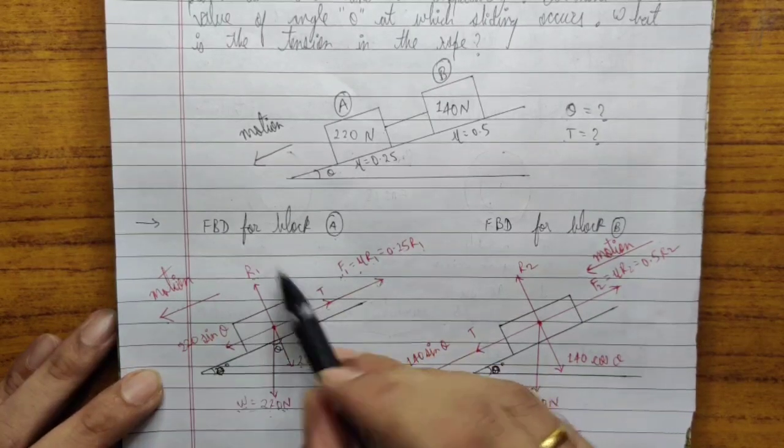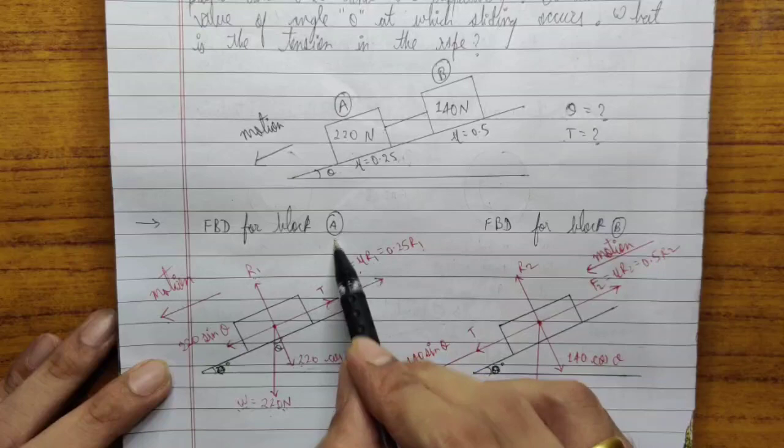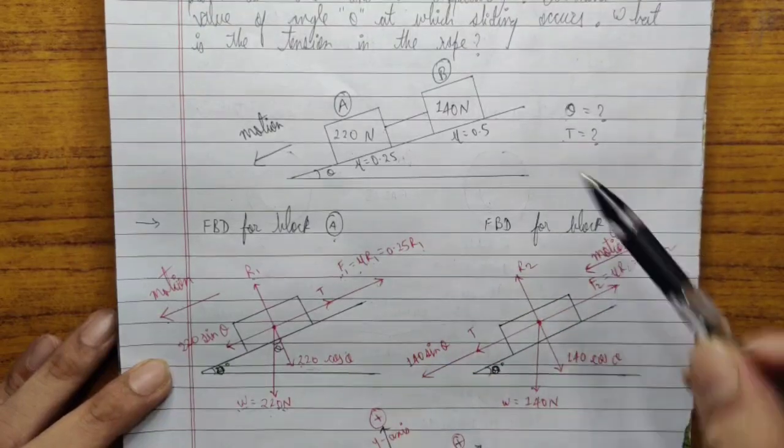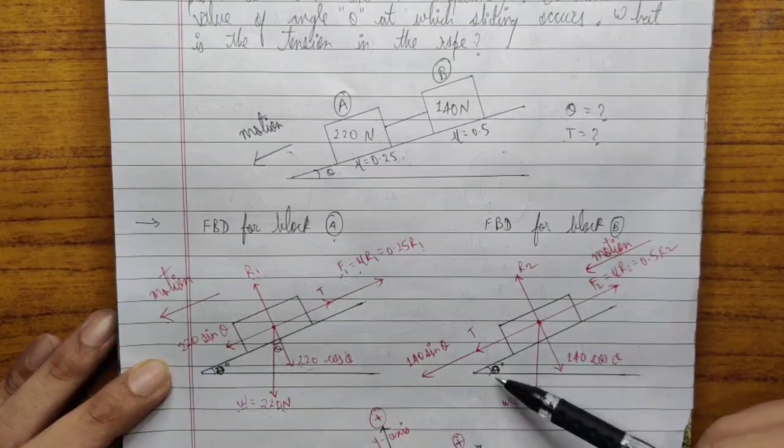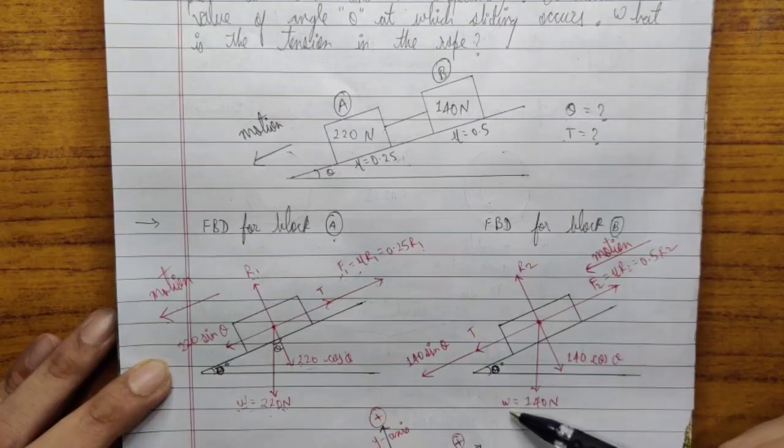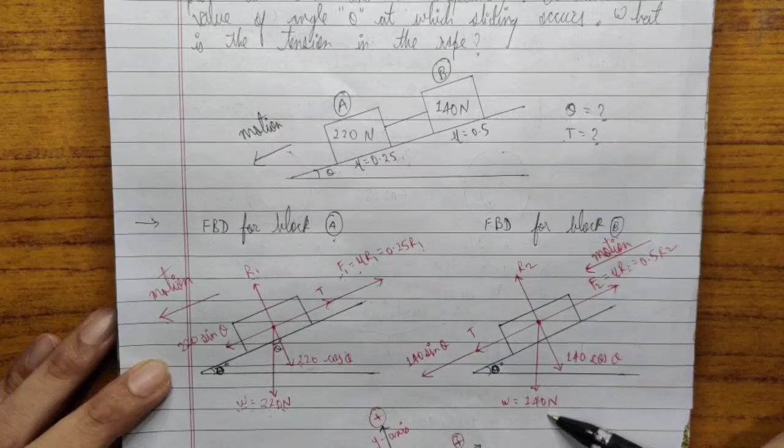So this completes the free body diagram of block A. Now similarly we can construct the free body diagram for block B. Now this is block B. We can construct this inclined plane which is at an angle of theta degree. Now there is this vertically downward force, that is weight, it is 140 Newton.